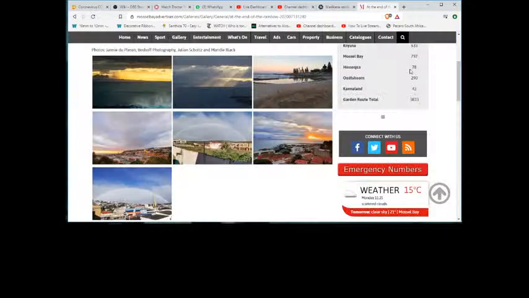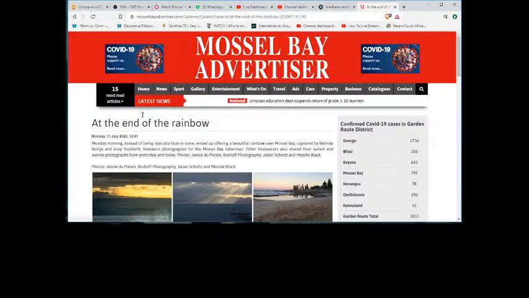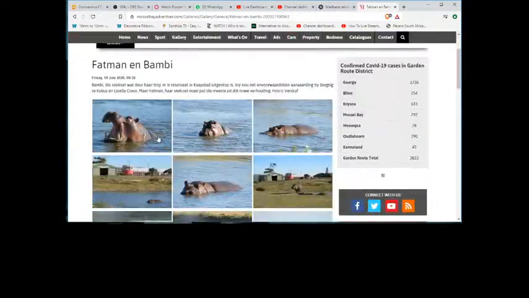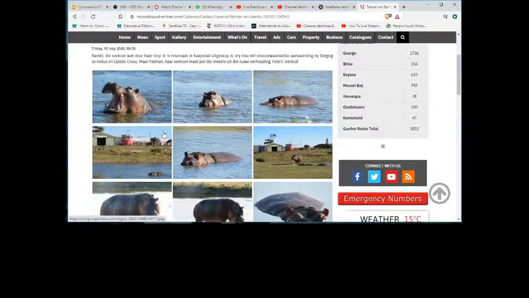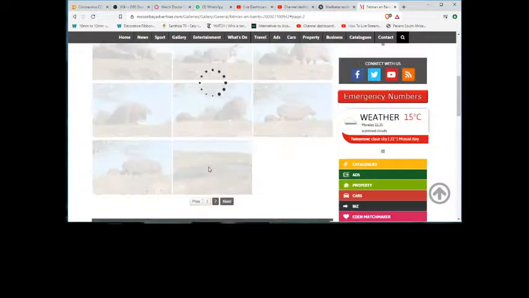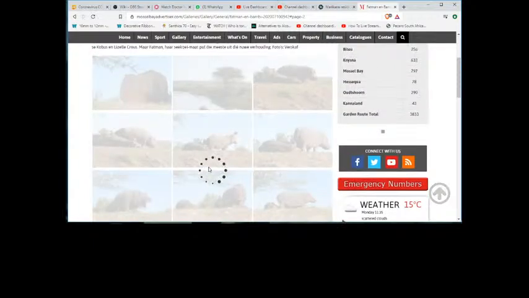So, yes. Then, at the end of the rainbow, that's lovely. There is Fat Man and Bambi. Beautiful. Okay, and here we've got a nature article. And take a look at this series of images. And they're all about a hippo that lives in this area. Can we hopefully load this one up nicely? Maybe? Okay.